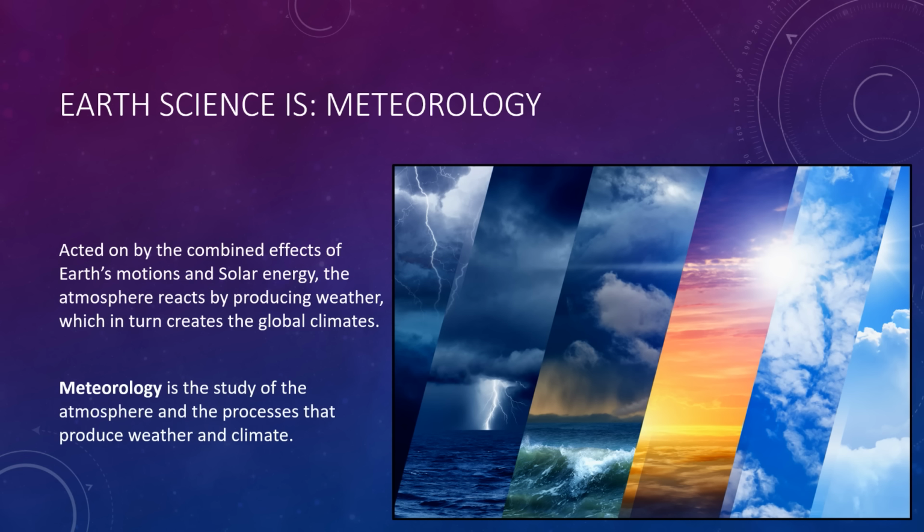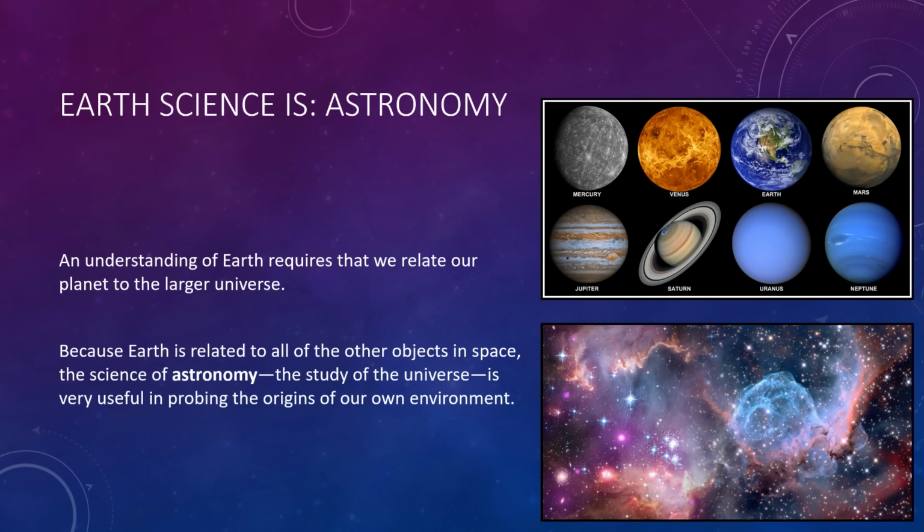Well, as I mentioned, Earth science is also astronomy. An understanding of Earth requires that we relate our planet to the larger universe. Because Earth is related to all other objects in space, the science of astronomy, that is, the study of the universe, is very useful in probing the origins of our own environment. Because we are so closely acquainted with the planet on which we live, it is easy for us to forget that the Earth is just a tiny object in a very vast universe.